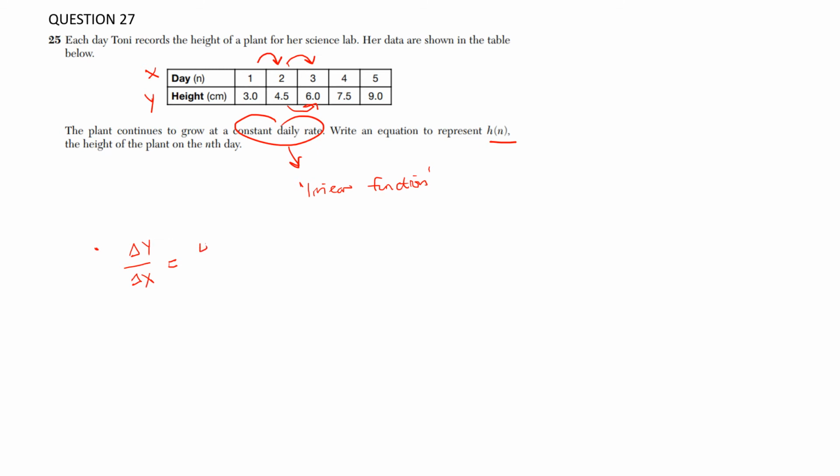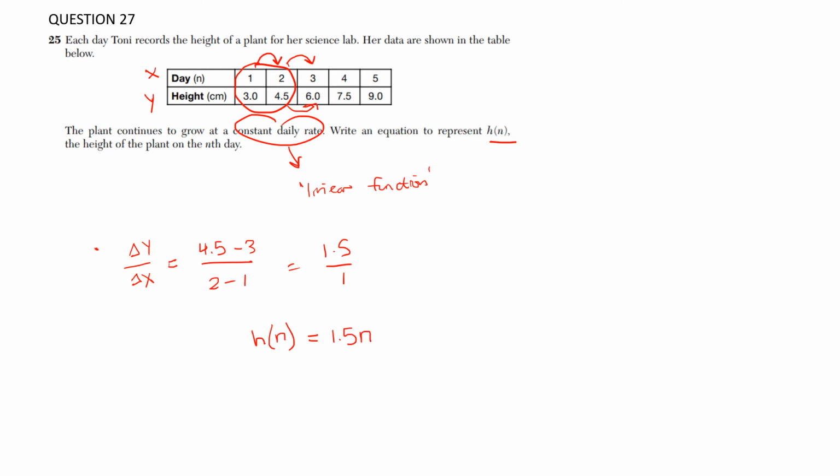We could say 4.5 minus 3 over 2 minus 1. Right, so that's these data points here. We get 1.5 over 1. So that's a slope. So that's pretty simple then. That's just h(n) equals 1.5n.